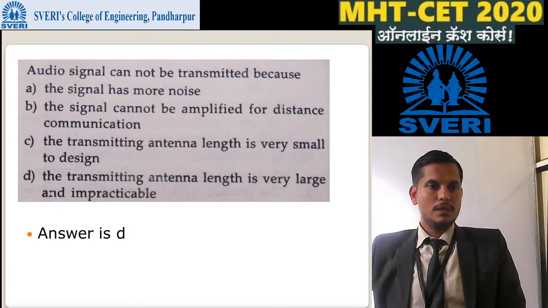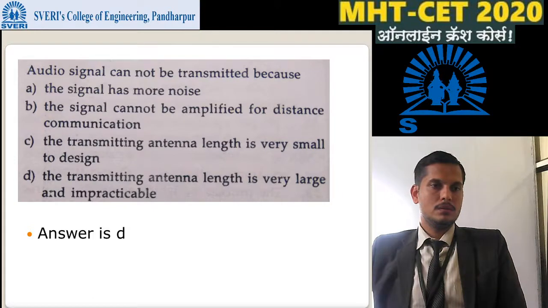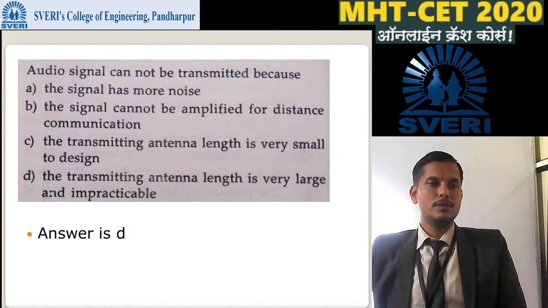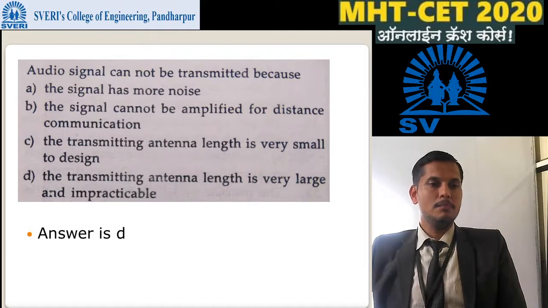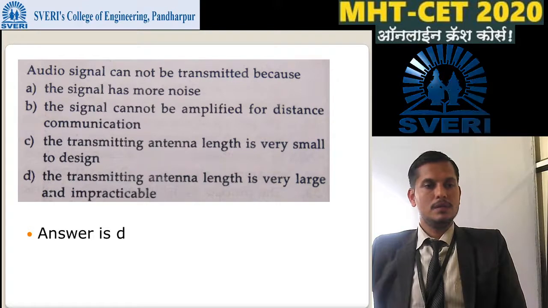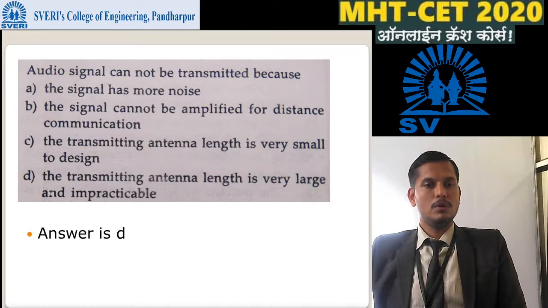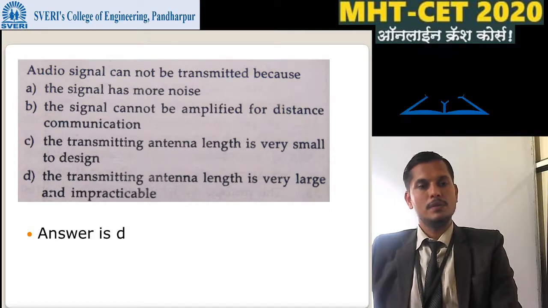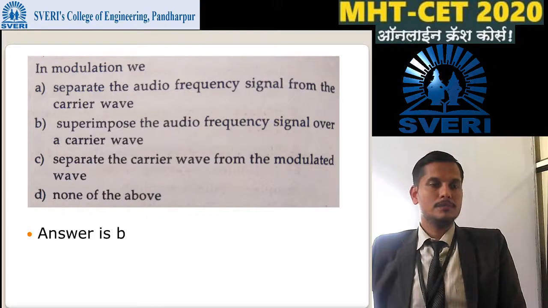Next, audio signal cannot be transmitted because: the signal has more noise; the signal cannot be amplified for distance communication; the transmitting antenna length is very small to design; the transmitting antenna length is very large and impractical. So D is the correct one. Audio signals cannot be transmitted because the transmitting antenna length we require is very large, which is not possible practically. So answer D is correct.